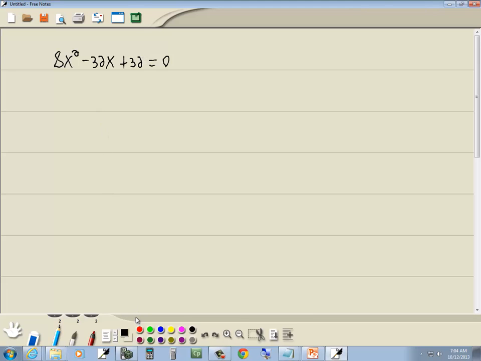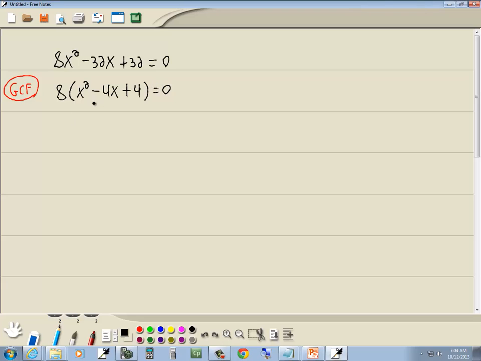Zero factor property says get 0 on one side. Well, we already have 0 on the right side, so that's done. Then we want to factor the other side. Well, these all have an 8 in common, so I can factor that out. And that gives us x squared minus 32 divided by 8 is 4, so minus 4x plus 4 equal to 0.